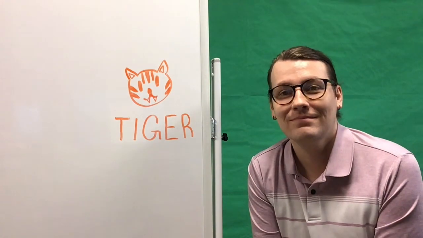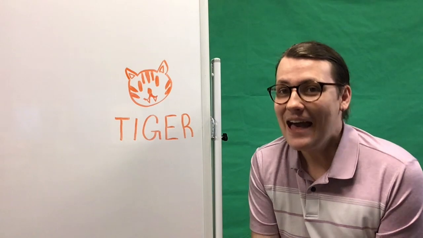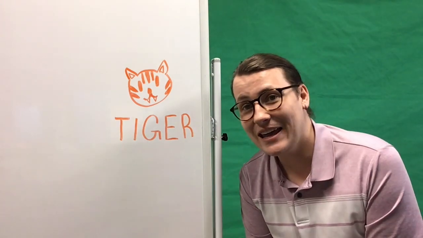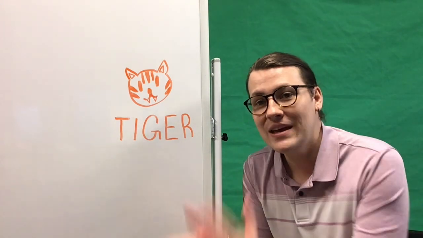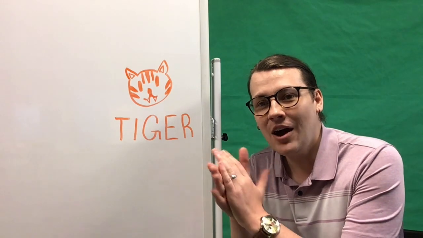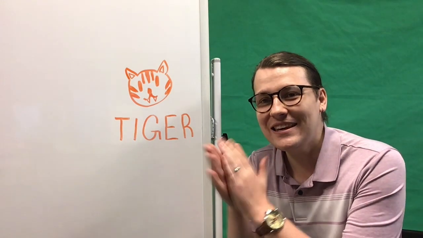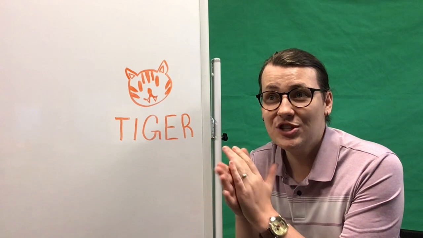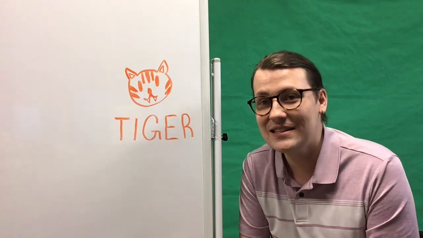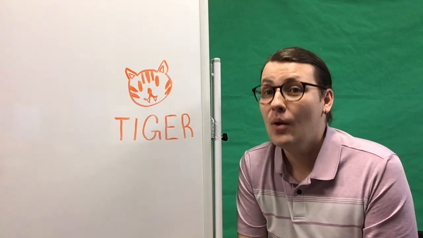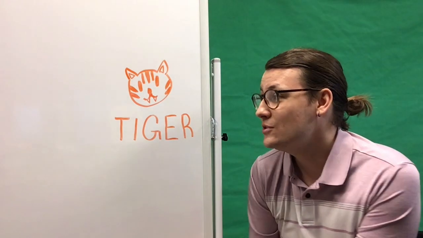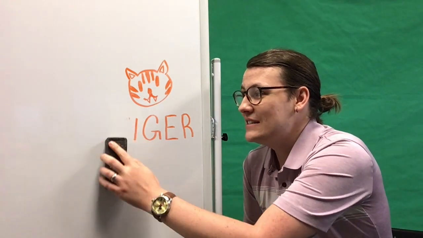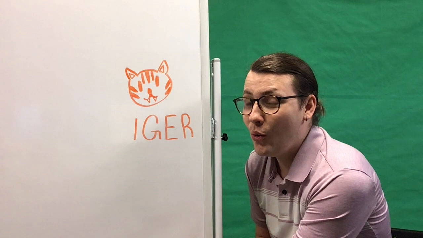Here we go. There was a big cat who had some stripes, and Tiger was his name. Oh, T-I-G-E-R, T-I-G-E-R, T-I-G-E-R, and Tiger was his name. Oh, there was a big cat who had some stripes, and Tiger was his name.